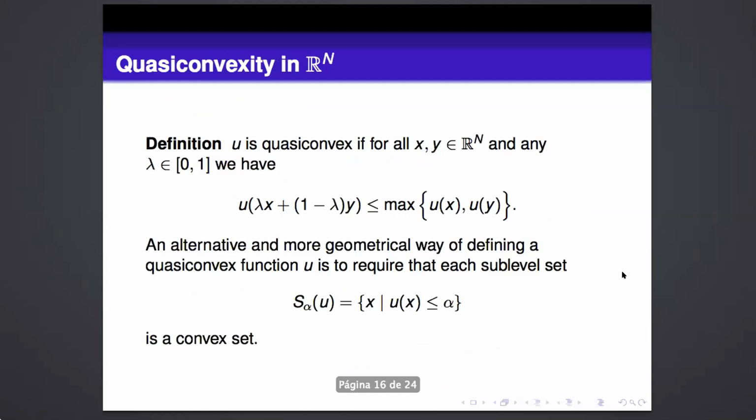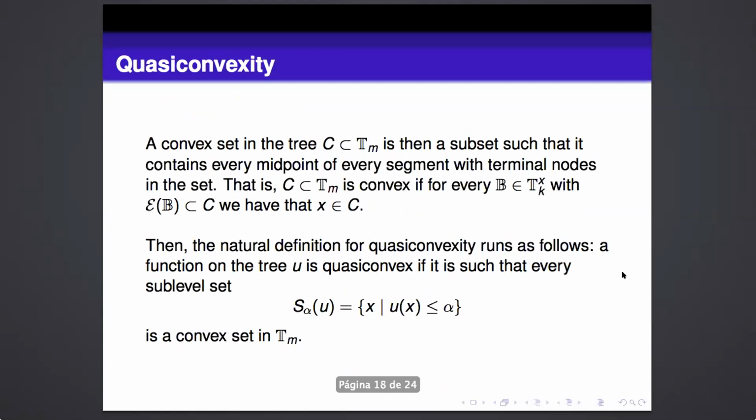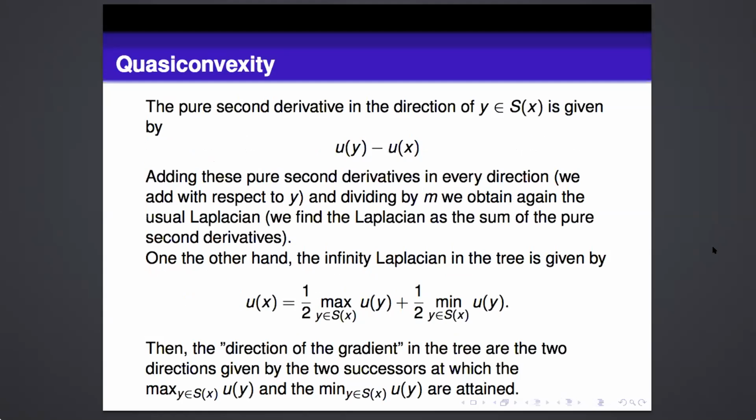And in this sense, with these pure second derivatives, or with this analogue of the pure second derivatives, you are computing the Laplacian not as the sum of the eigenvalues of the Hessian, but as the sum of the pure second derivatives. And it's the same operator at the end.